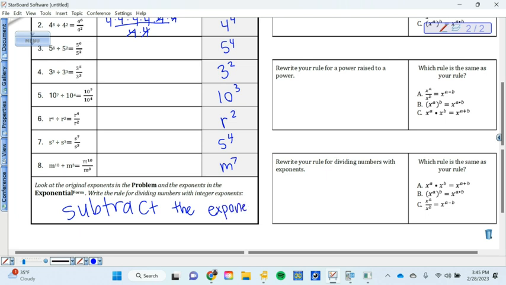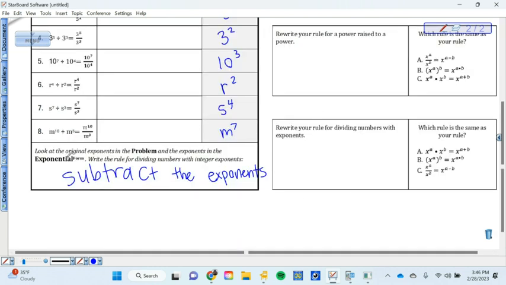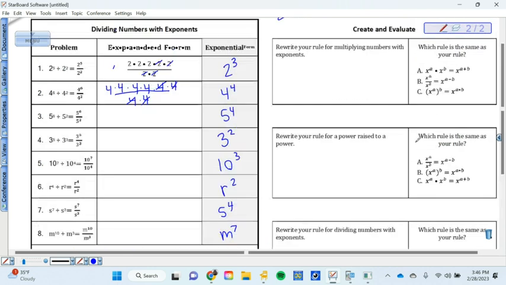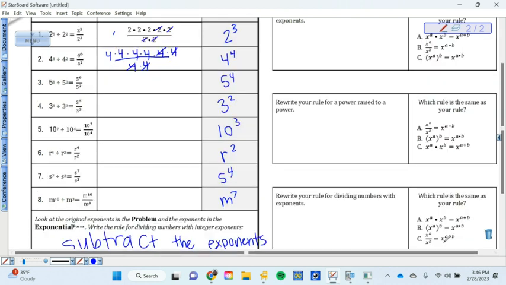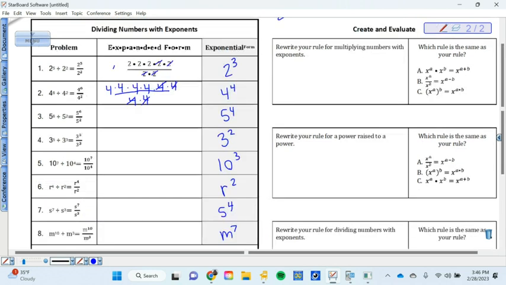Okay. So this half of the paper over here, the create and evaluate, I want you to rewrite these rules. So like for dividing numbers, you just write subtract the exponents, and then fill in what you do for a power to a power, as well as multiplying, and then find the formula that tells you the rule as well. Okay, so circle A, B, or C for each of those. And then you can turn that in. Turn that in, and then grab the Tuesday paper if you haven't already. And this Tuesday paper is going to be due at the end of the week. Okay?